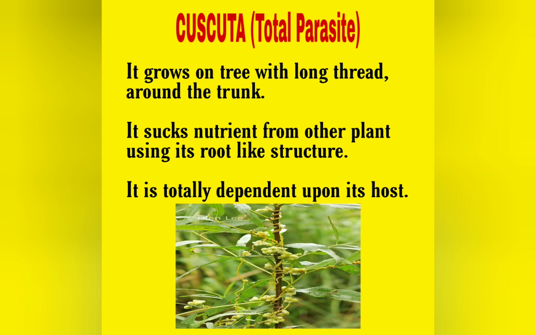Number 1 is Cuscuta. It is a total parasite, which is totally dependent upon the host. You can see it in the picture. It grows on trees with long threads around the trunk and sucks nutrients from other plants using its root-like structure.